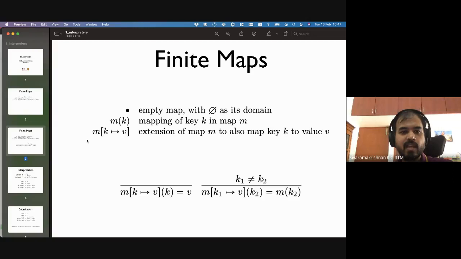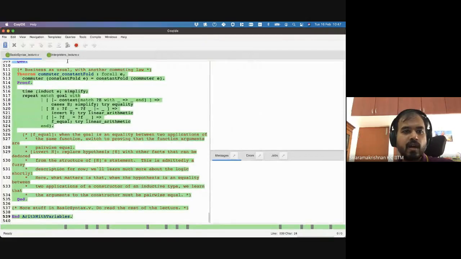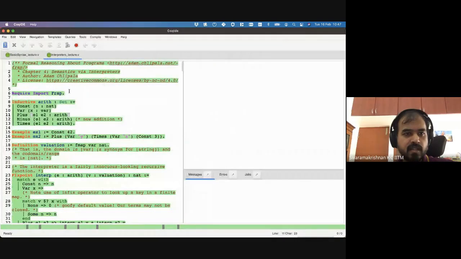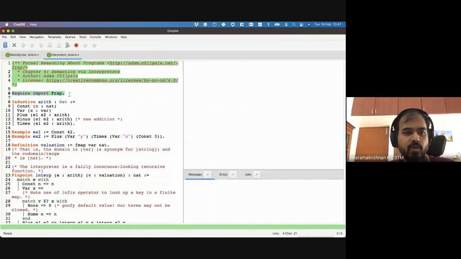Okay, so that's fine. So let's switch to the lecture slide. So again, we are going to import the Frap library. In addition to what we have seen in the slides, we are also adding a minus. So plus, times, and minus also with the usual meaning, and you can write the terms just as before. So this is all very standard.